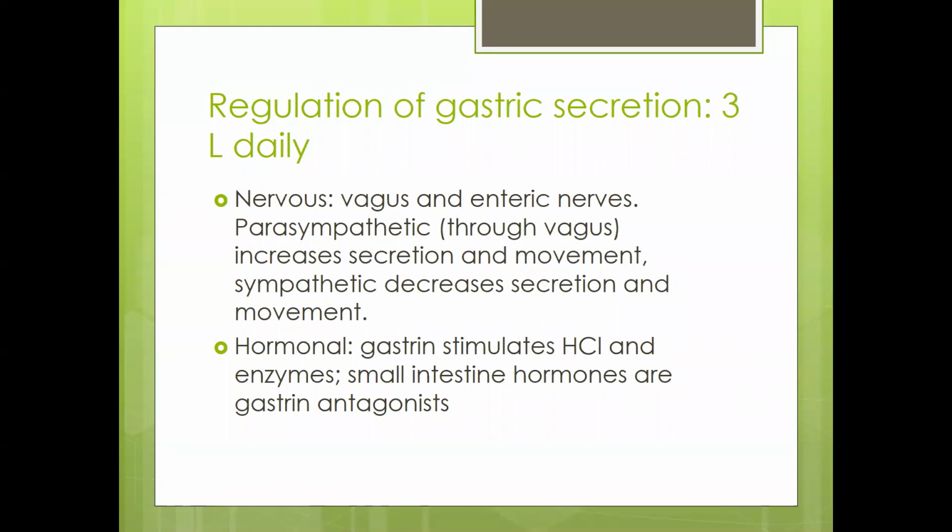So those myenteric and submucosal plexuses that we saw in the layers of the alimentary canal. What is the vagus nerve going to do? It's going to increase secretion. It's going to promote movement, so peristalsis, segmentation. It's going to open up sphincters, and sympathetic is going to do everything else.